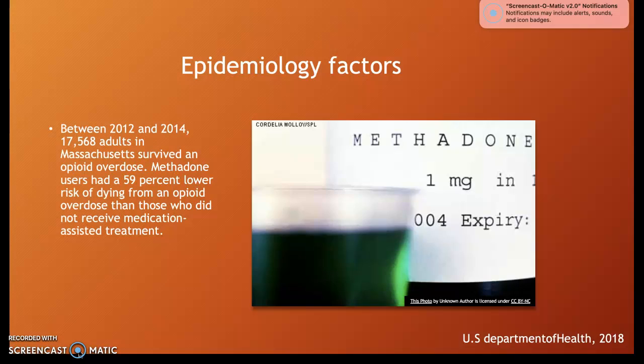Some factors, especially in Massachusetts: between 2012 and 2014, 17,568 adults in Massachusetts survived an opioid overdose. Methadone users had a 59% lower risk of dying from an opioid overdose than those who did not receive medication-assisted treatment.